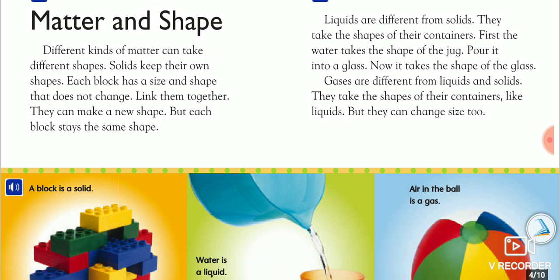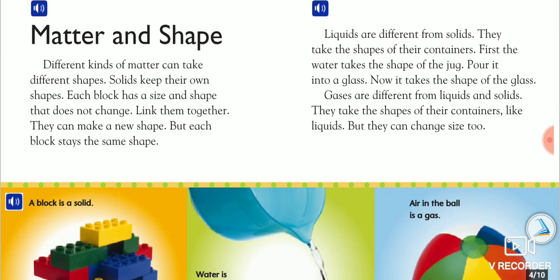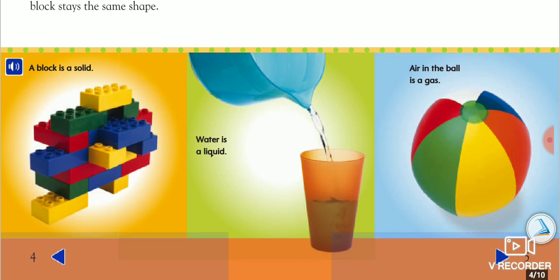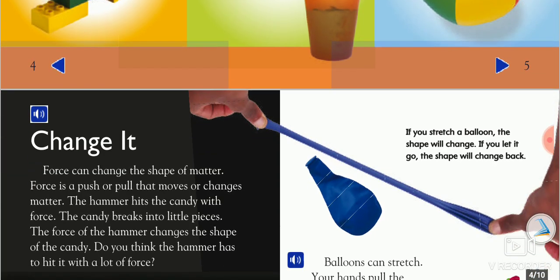Gases are different from liquids and solids. They take the shape of their containers, like liquids, but they can change size too. A block is a solid. Water is a liquid. Air in the bowl is a gas.